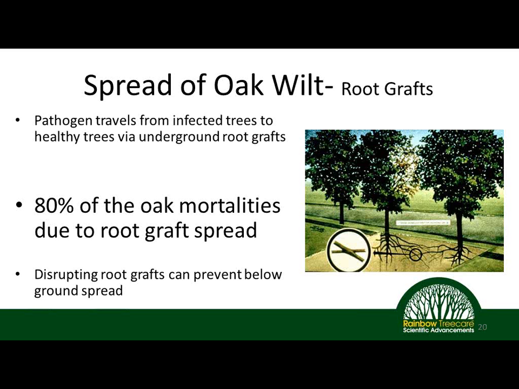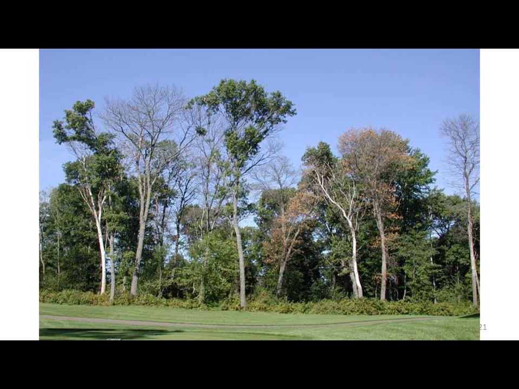Most of the mortalities due to oak wilt are from trees that get oak wilt due to root graft. In a lot of cases, the vectors will bring oak wilt into a new area, and then from there, most of the oaks in an area will be killed due to root graft spread. It's important to recognize this because as we're managing oak wilt, we'll talk later on about disrupting root grafts to prevent the below-ground spread of the pathogen.